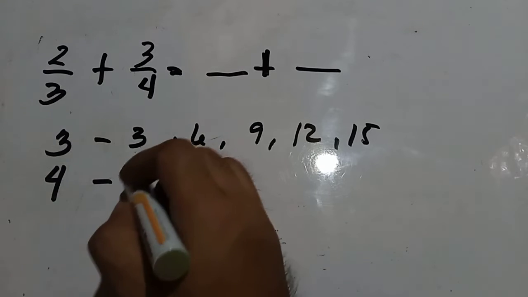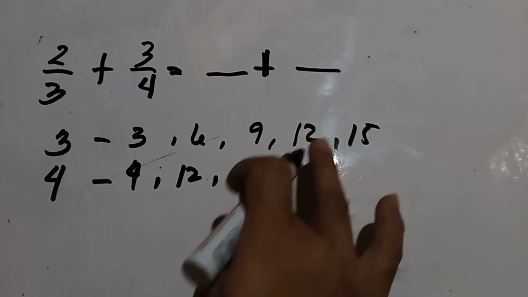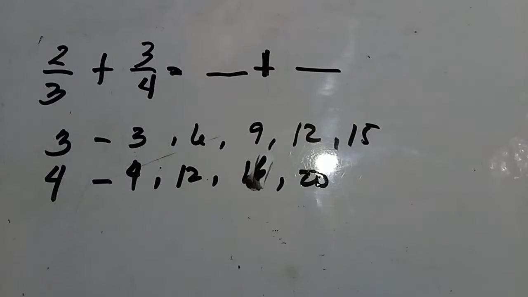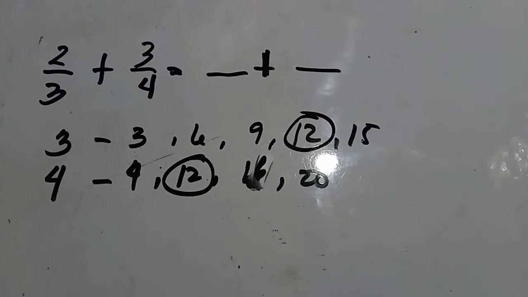So we have 4, 12, 15, rather 16, and 20. So now, what is the least common denominator between the 3 and 4? So we have number 12. Okay, so now, what will we do?